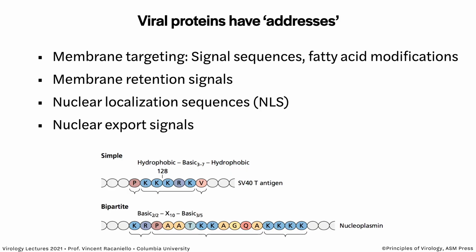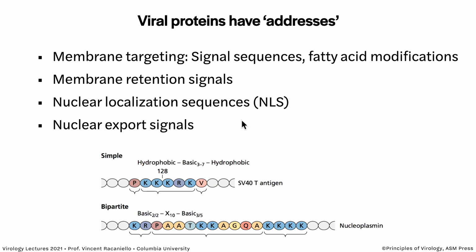Viral proteins also have addresses, right? We've mentioned this before, and I've got four of them listed here: membrane targeting addresses like signal sequences that target proteins to the secretory pathway. We'll look at this today. But there's also fatty acid modification, where you add a fatty acid to a protein and that makes it hydrophobic, and that can stick it in a membrane as well. There are membrane retention signals. We want certain proteins, say, not to go to the plasma membrane, but to stay in the endoplasmic reticulum, because that's where the virus is going to bud from. And so those signals keep it in there.